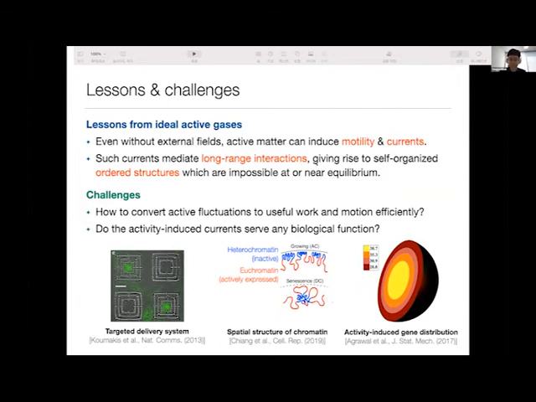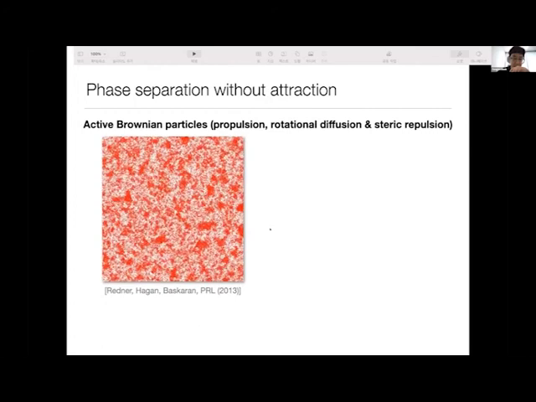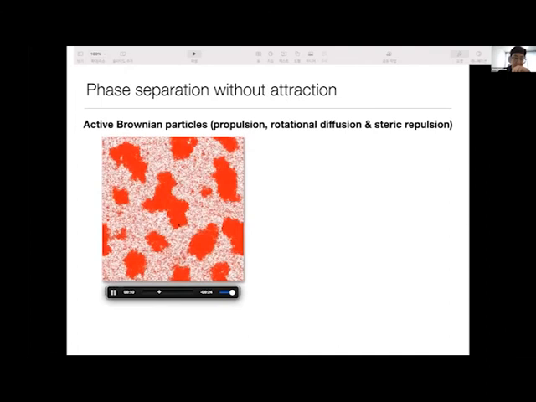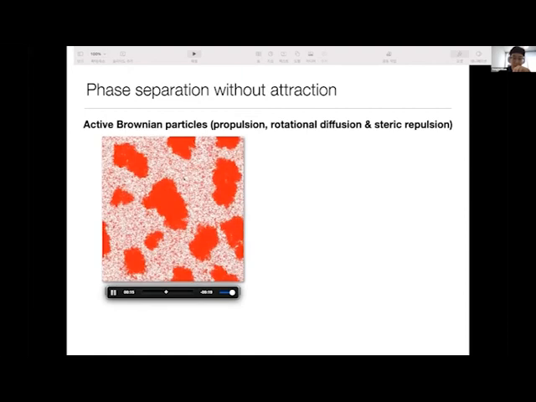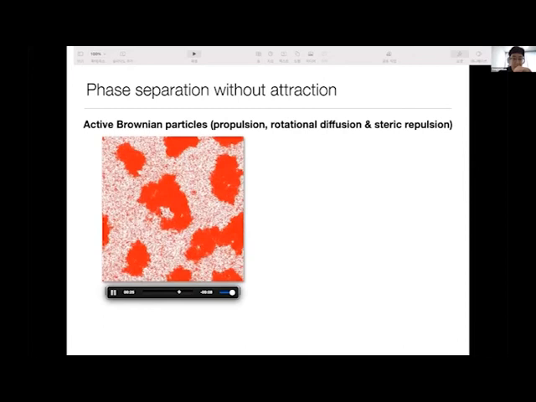Now, I probably have 30 minutes now, but let me turn to this case of scalar active matter. Now you start to have some bit of repulsion between particles. So what happens when you think about some degree of repulsion between particles? This is like the simulation of active Brownian particles, which you can experimentally construct by using Janus particles, which are coated on only one side with a catalyst, for example. But this is just a simulation. And in this case, you start to see this kind of clustering behavior.